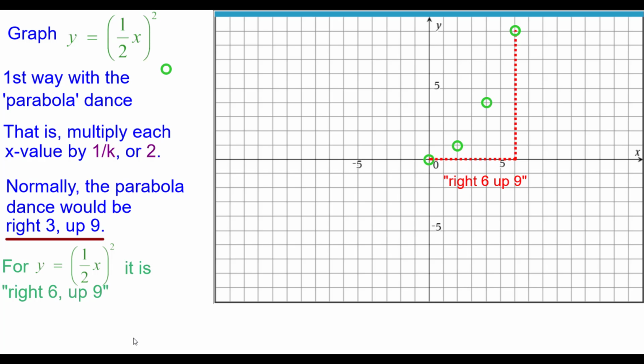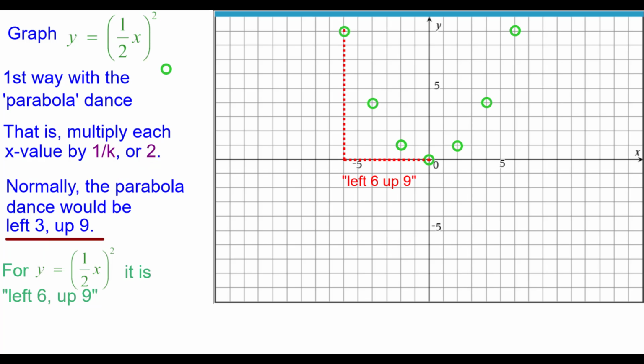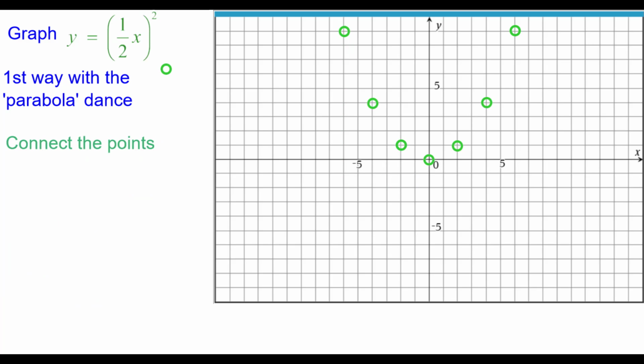Go ahead and press pause and finish this on the other side and resume when you're ready. Left 1 up 1. Here it'll be left 2 up 1. Left 2 up 4 becomes left 4 up 4. And left 3 up 9 becomes left 6 up 9. Connect the points.